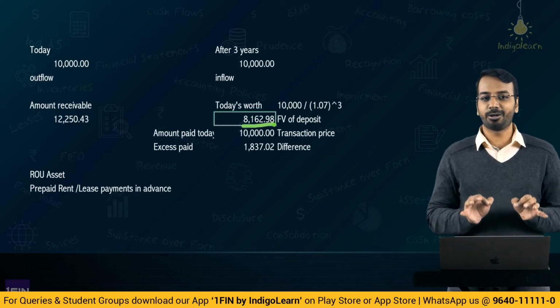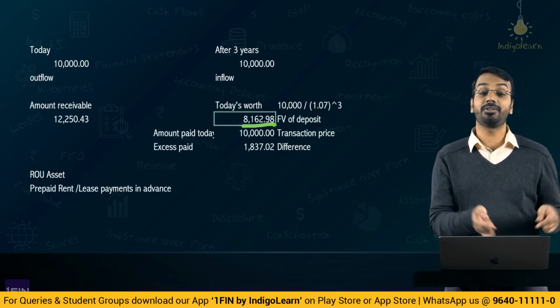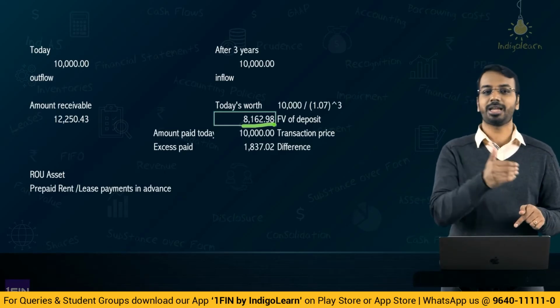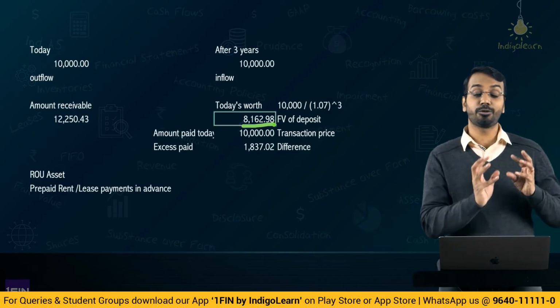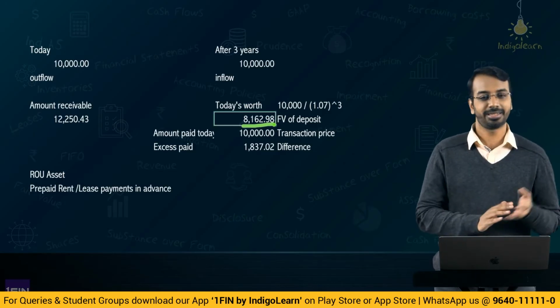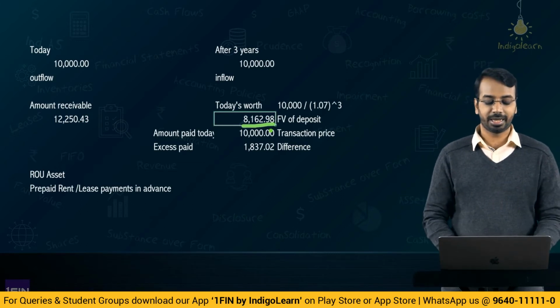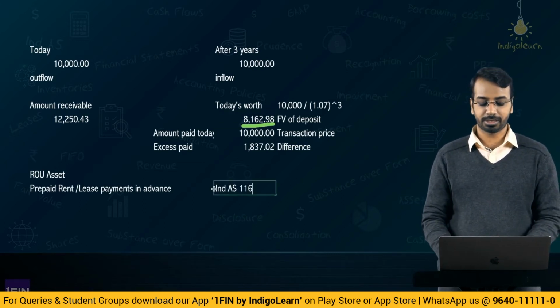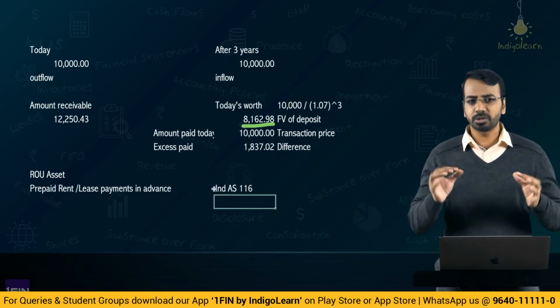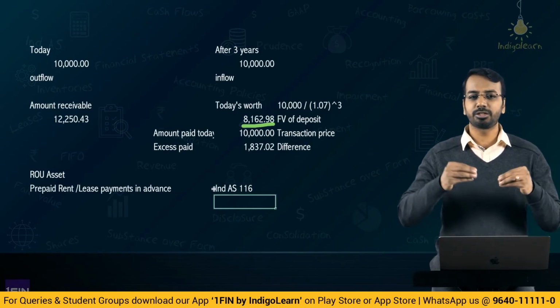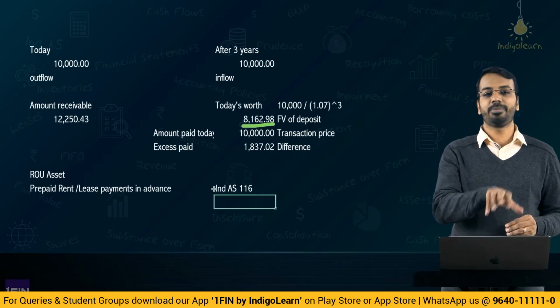But to this person, I have given 10,000 today. So whatever extra amount I have paid, is that not something like payment towards using of that asset? So that takes the nature of prepaid rent and it will be dealt in accordance with Ind AS 116. Let me tell you one thing, friends. In most of the cases where there is no relationship between two parties, this is how the treatment would happen.